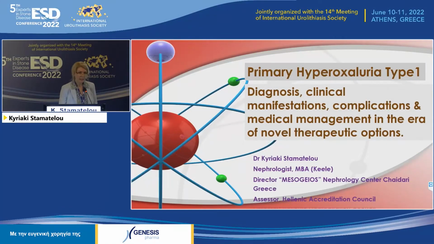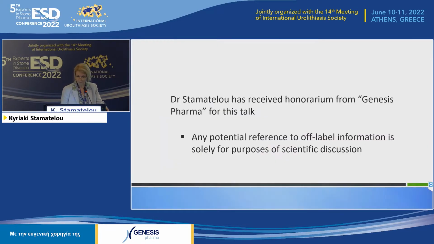What I'm going to do today is take you step by step through the disease that is called primary hyperoxaluria type 1, and then take you through the development of its new revolutionary drug that is called lumasiran.